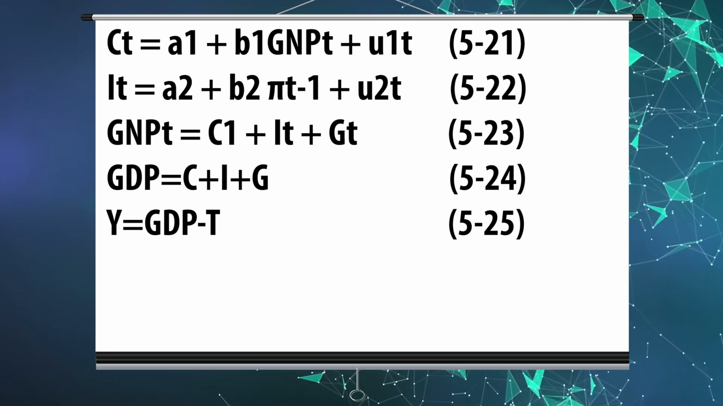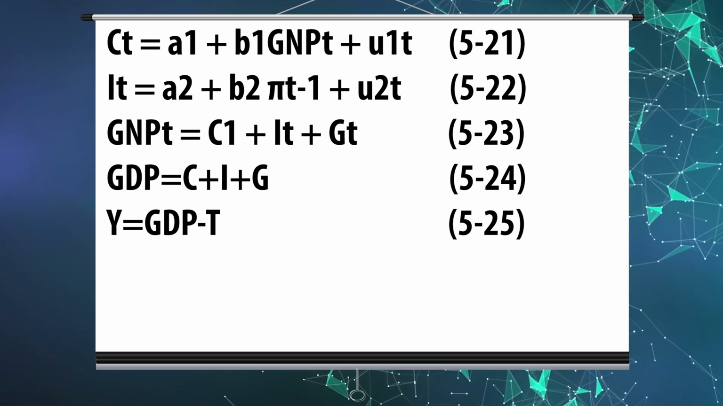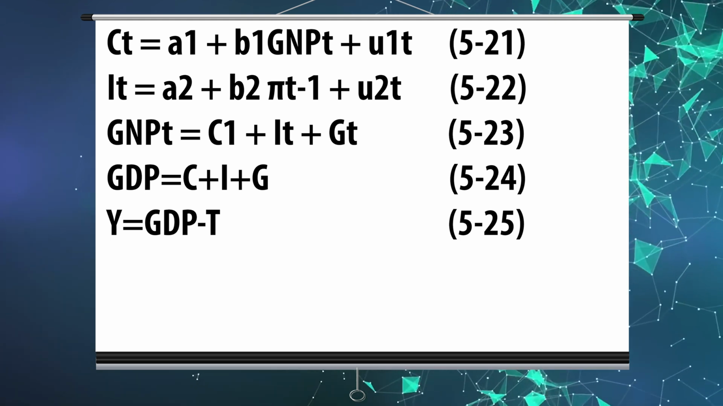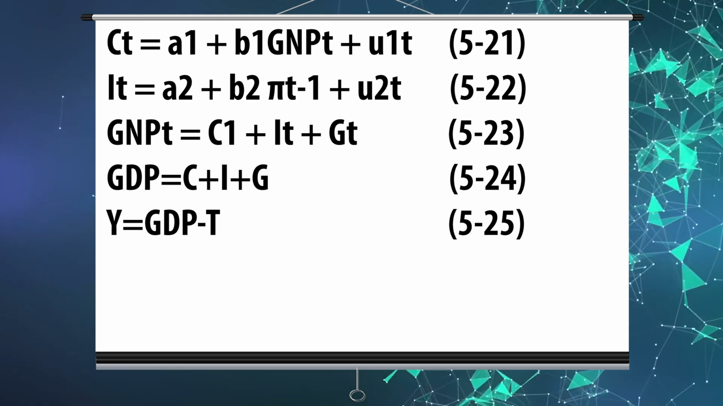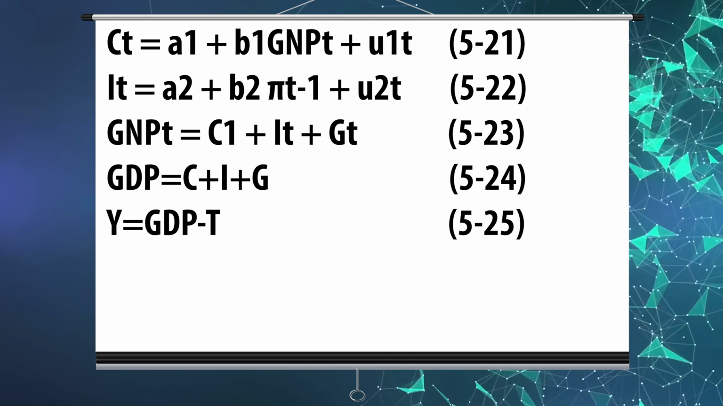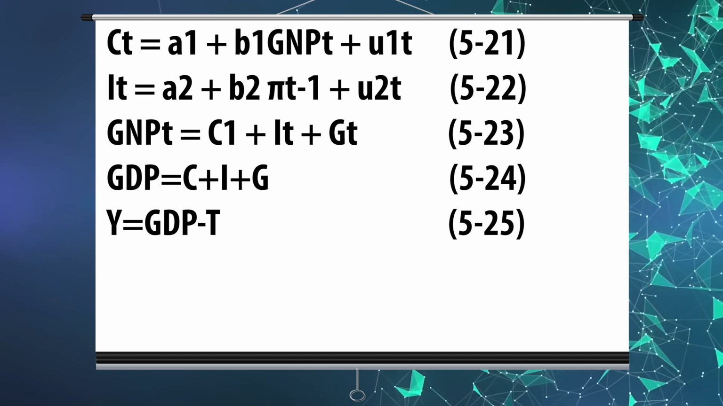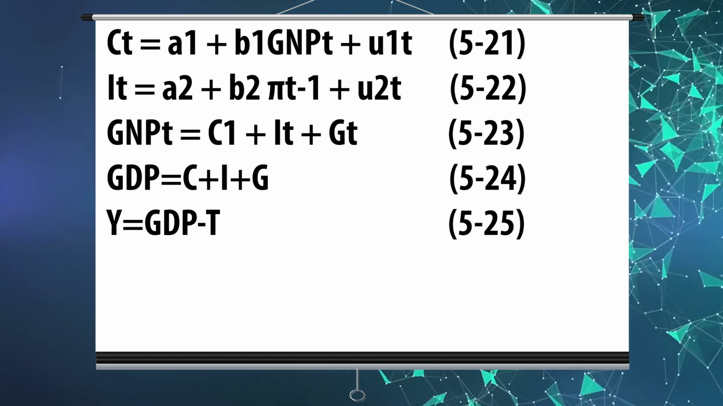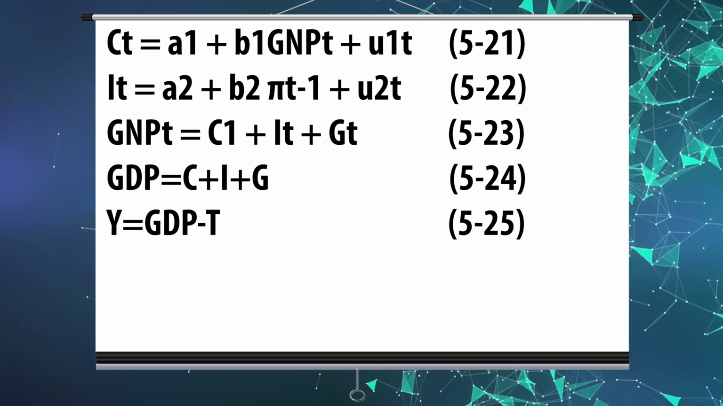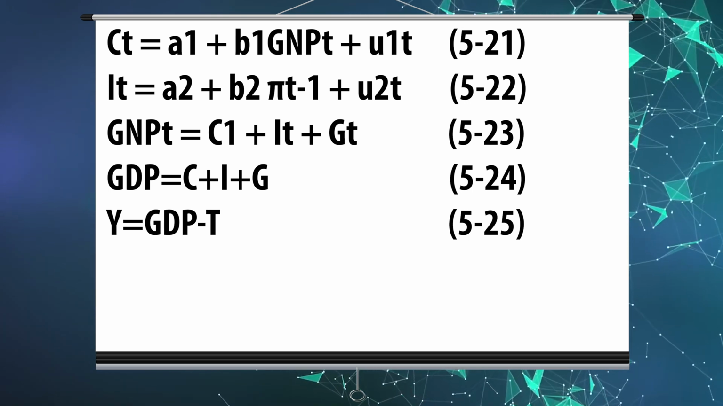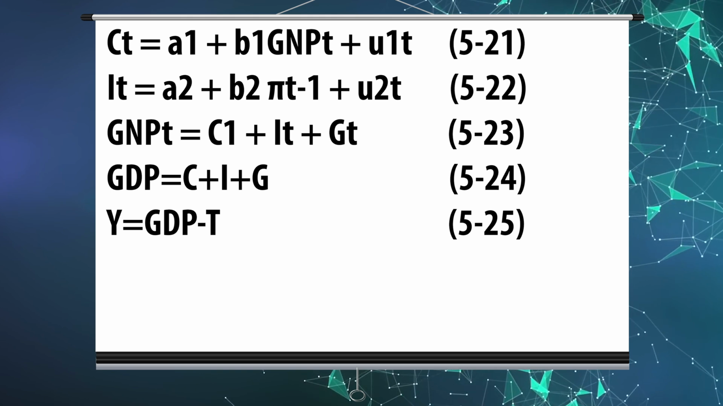Ct is equal to A1 plus B1 times GNPt plus U1t. Moreover, It is equal to A2 plus B2 times Pi(t minus 1) plus U2t. To compute GNP, the equation is C plus I plus Gt. To compute GDP, it's equal to C plus I plus G. And income is equal to GDP minus T.